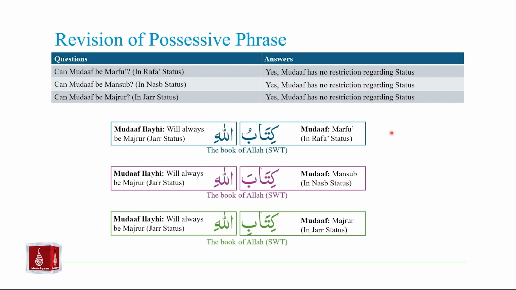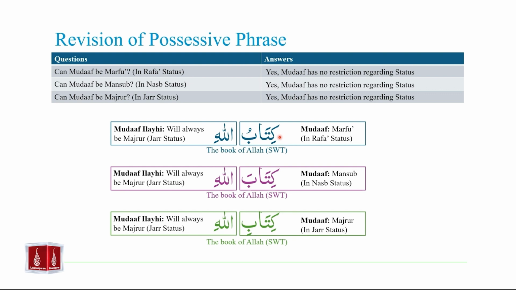In the following examples, we have Kitabullahi, Kitaballahi, Kitabillahi. Kitabullahi means the book of Allah subhanahu wa ta'ala. Kitaballahi means the book of Allah subhanahu wa ta'ala, and Kitabillahi means the book of Allah subhanahu wa ta'ala. All three have the same meaning. Kitabullahi is a murakkab izafi, Kitaballahi is a murakkab izafi, and Kitabillahi is a murakkab izafi as well.